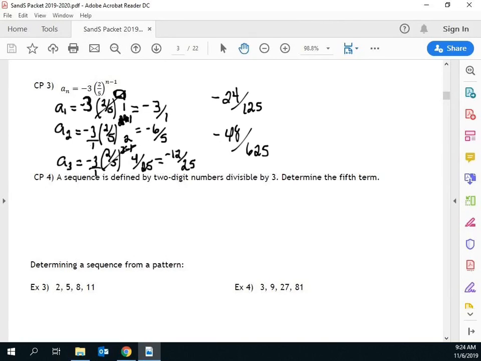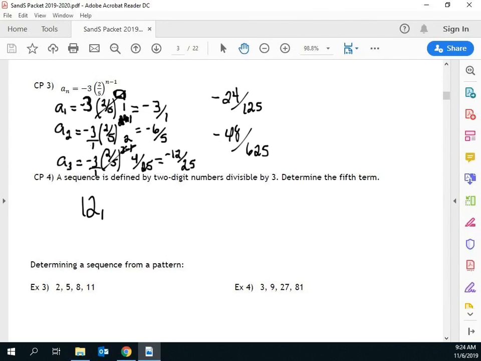All right. Here we go. Class practice number 4. A sequence is defined by 2-digit numbers divisible by 3. Determine the 5th term. Ooh. A sequence is defined by 2-digit numbers divisible by 3. What's the first 2-digit number divisible by 3? Very good.